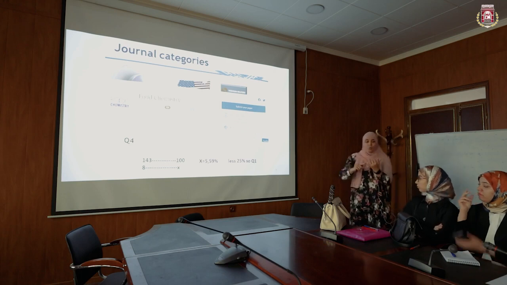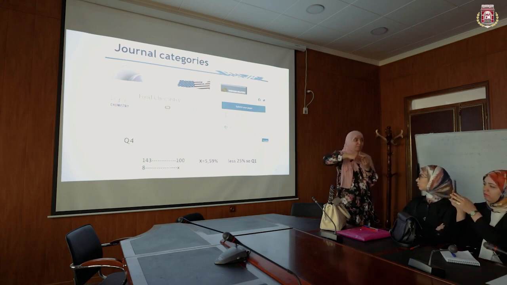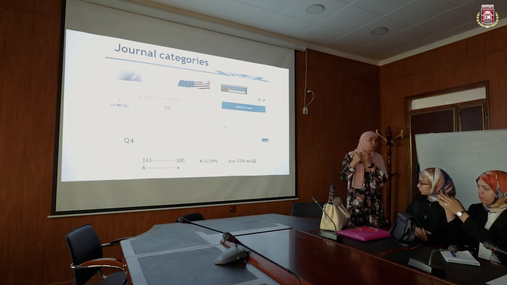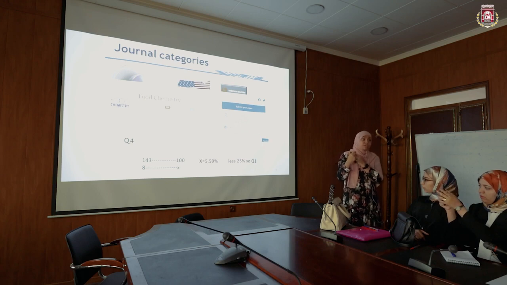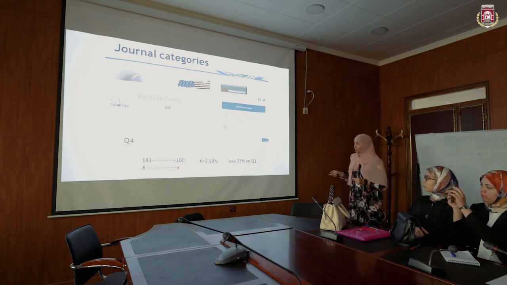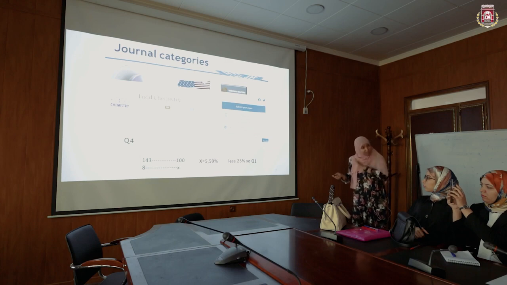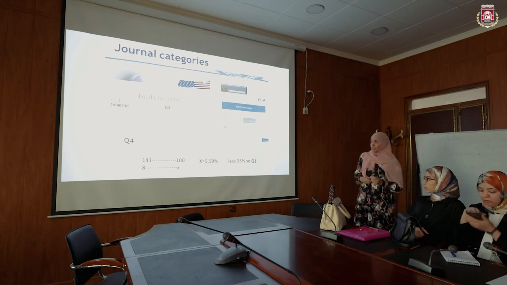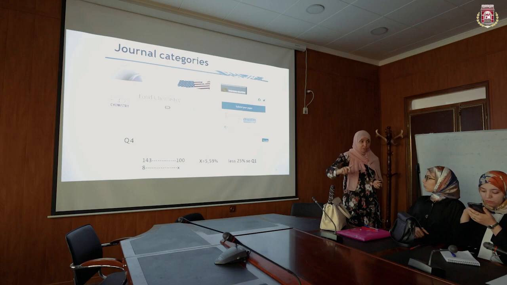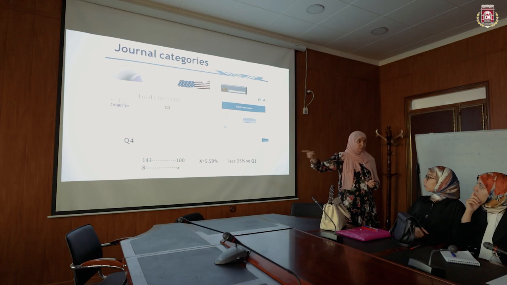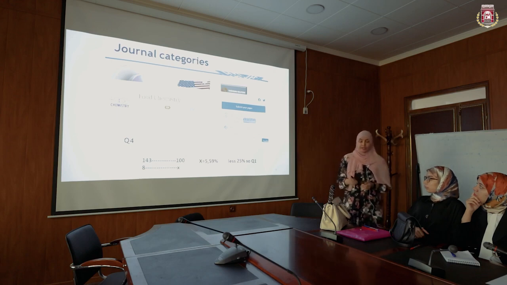What does it mean? For Q1, Q2, Q3, Q4, the sum of them is 100%. So Q1 is 25%, Q2 50%, Q3 75%, and Q4 100%. So we should focus, when publishing, on Q1 or Q2, 25% or 50%. An important note: Q1 in Scopus is not necessarily Q1 in Web of Science, because they have different ranking criteria.